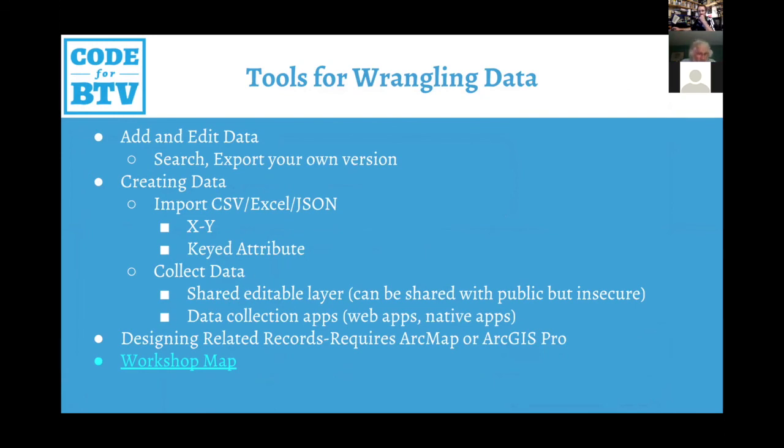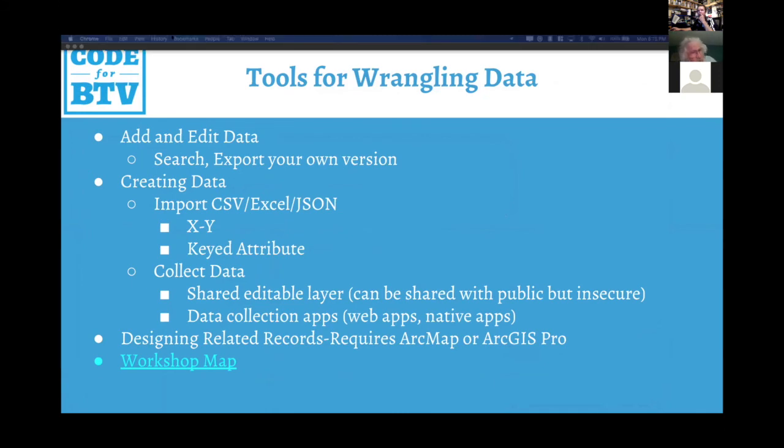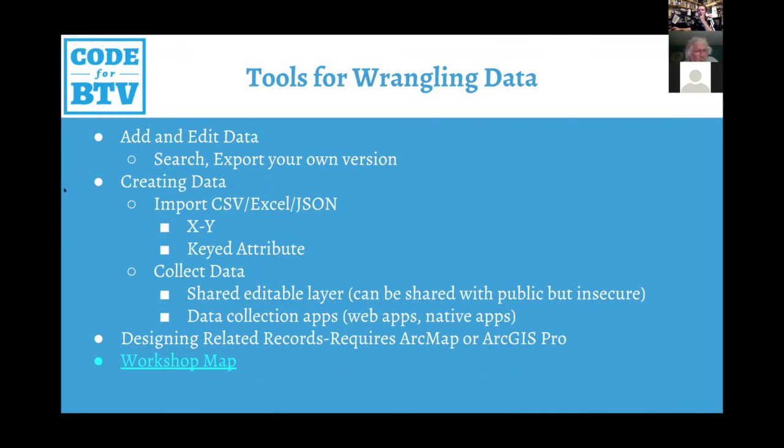So the way ArcGIS Online works, you can add and edit data. You can look for data, and you can export your own version of the data. Last week I did cover how you edit the data, so I don't think I'll go through that again. Did we record last time? Yep, good. Creating data, I don't think I covered.